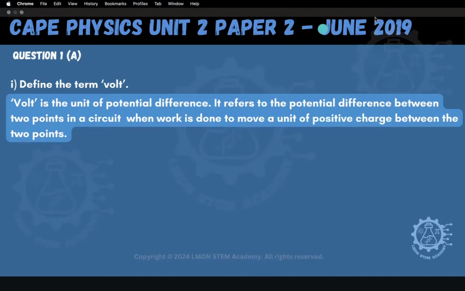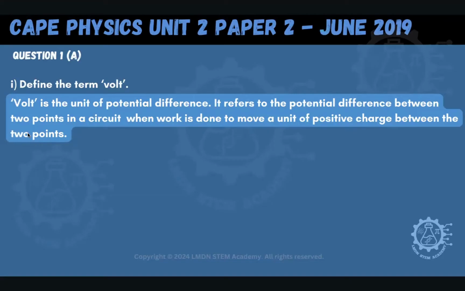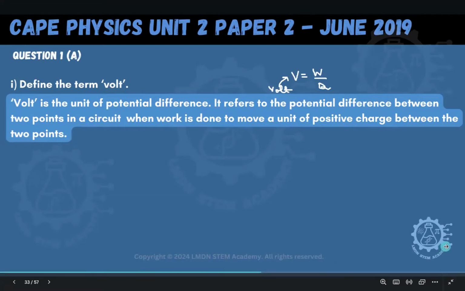And so we can often represent that mathematically from a formula standpoint, right? We can represent the volt as being equal to work over charge, right? So that's a volt and that's your potential difference. So that would be our volt, okay? It's a unit of potential difference. Okay, so now let's see what the next question is.